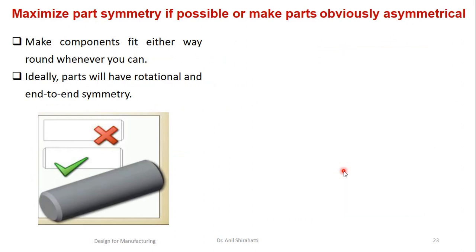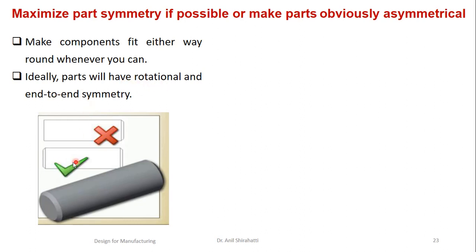Maximize the part symmetry if possible, and if not, make sure the parts are absolutely asymmetrical. Let's say this example where we have a shaft. Make the component fit either way around whenever you can. Ideally, parts can have rotational or end-to-end symmetry.